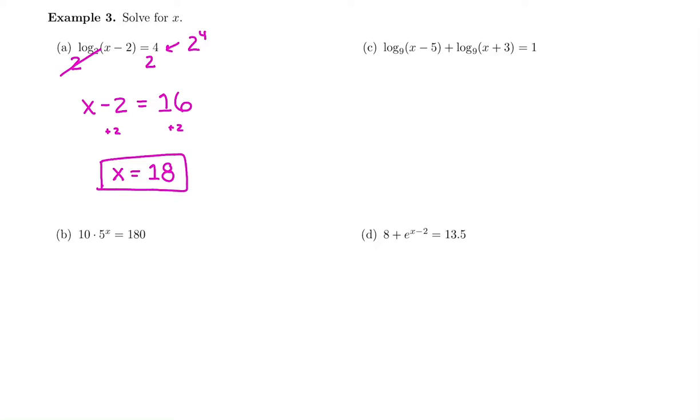Same thing on the other side for letter C. I want to convert log base 9, so I'm going to use base 9 to get rid of log base 9 or convert it. Before I do, I have to condense this addition. So addition means multiplication. So I'm going to do log base 9, and I'm going to multiply together x minus 5 times x plus 3.